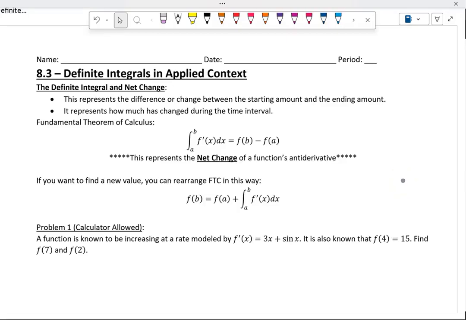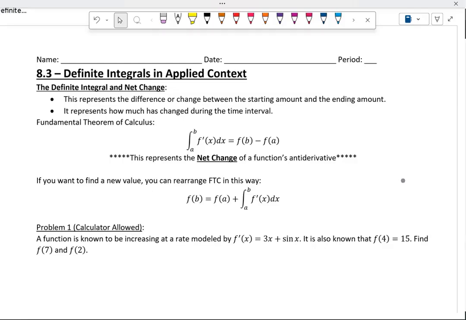All right, so 8.3, definite integrals in applied context. Over the last couple days, we have looked at applied context, but it has been specifically geared towards straight line motion. In this one, our applied context is going to be more generalized. Some of what we're going to be doing is going to be very similar to some of the stuff that we have done previously, right?